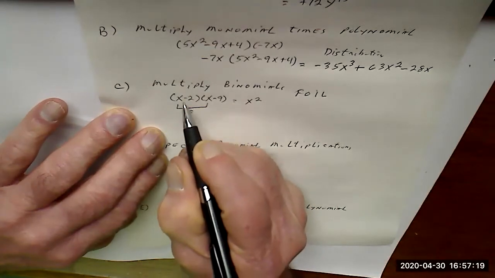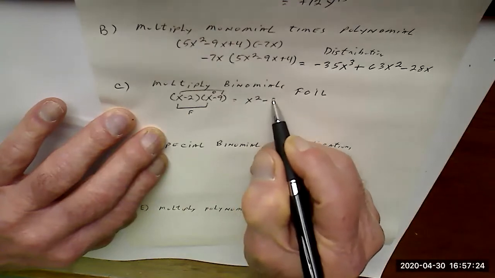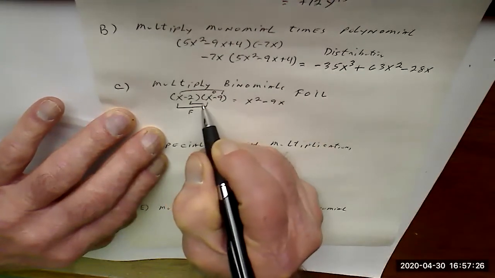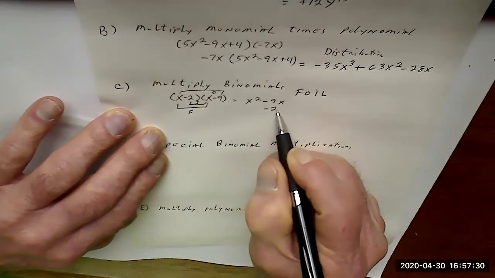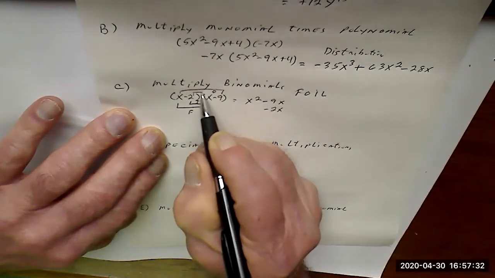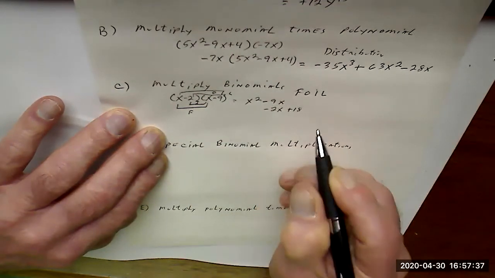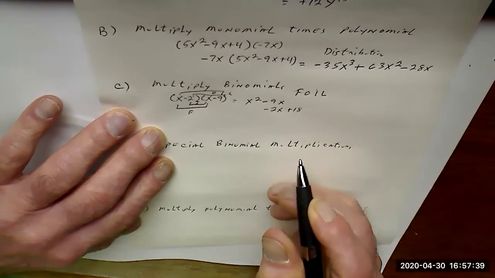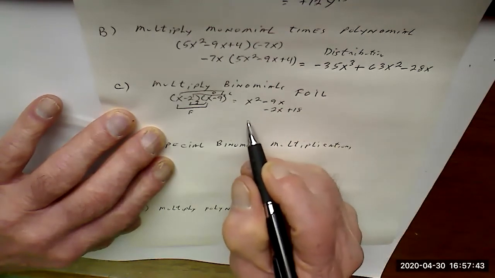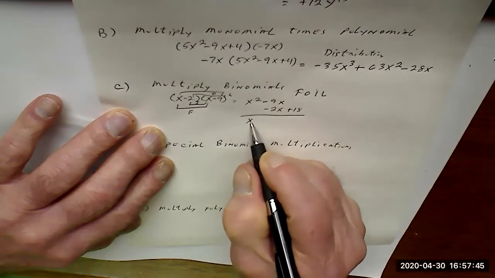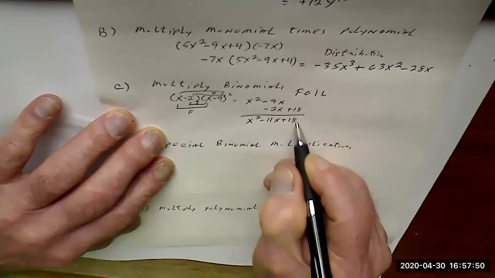Multiply the outer terms together. That's negative 9x. The inner terms together, that's minus 2x. And the last terms together, that is plus 18. Notice how I've lined up like terms because we now need to add terms together. That's going to give me x squared minus 11x plus 18.